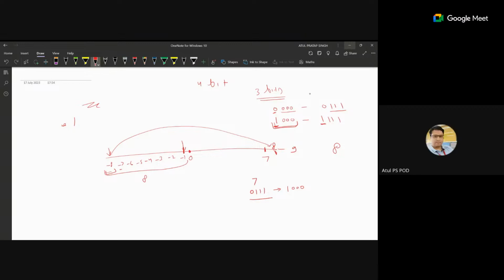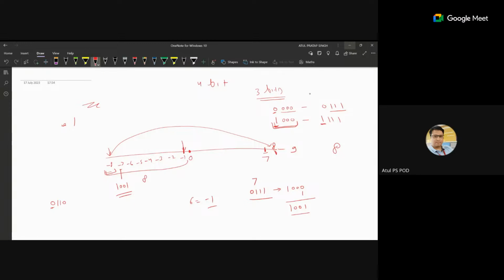And what will be minus 6? Same thing, we calculate the 2s complement for 6. So 6 is 0 1 1 0, the value for positive 6. Sir, how would we know if a number is negative or positive? The first bit represents this. If the first bit is 0, then it is positive, and if the first bit is 1, then it represents negative.